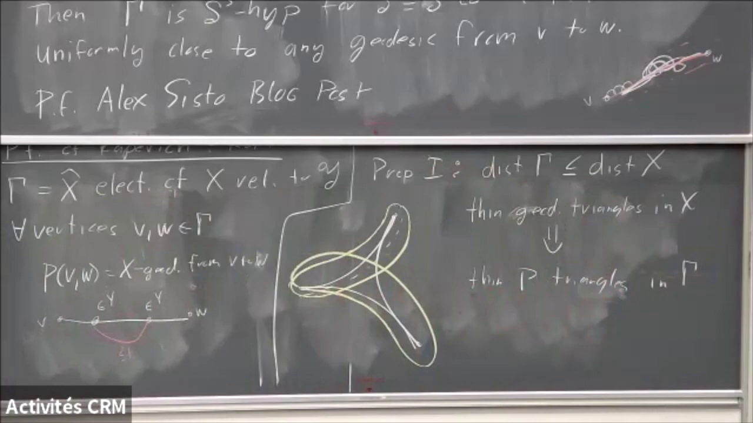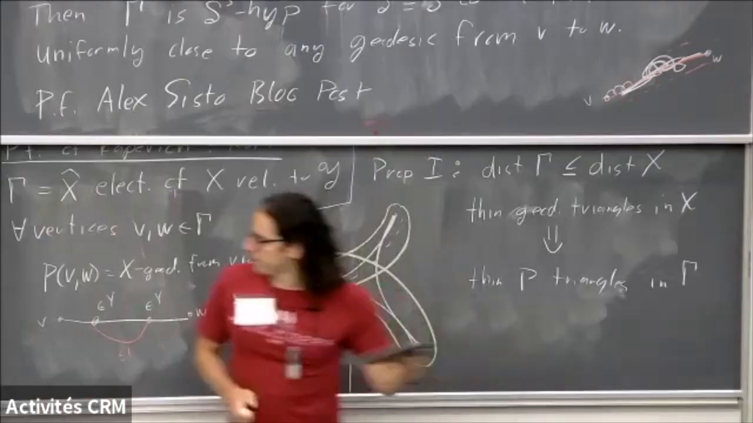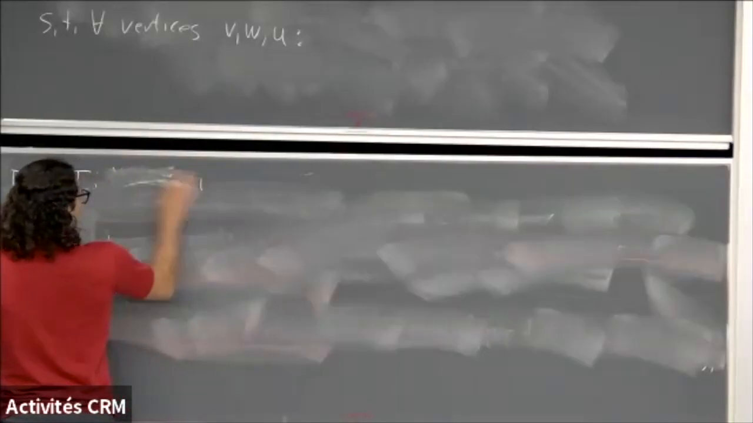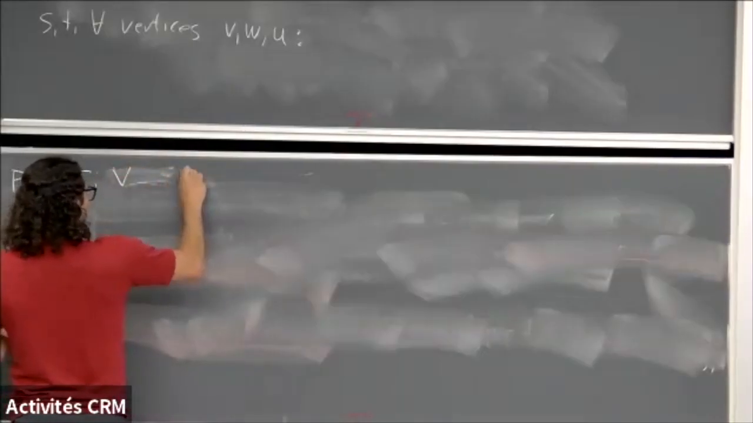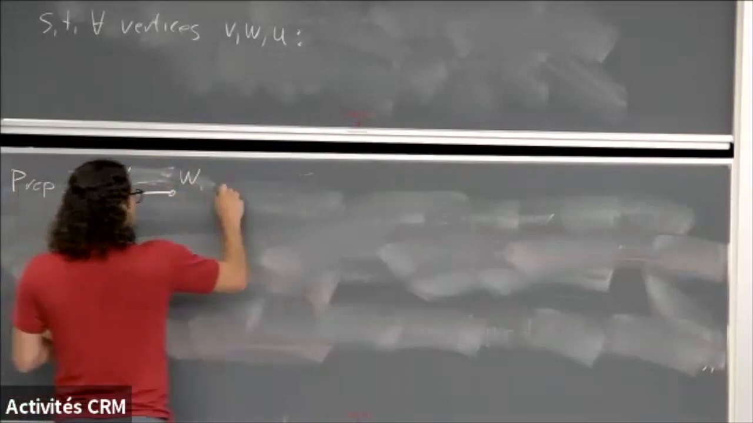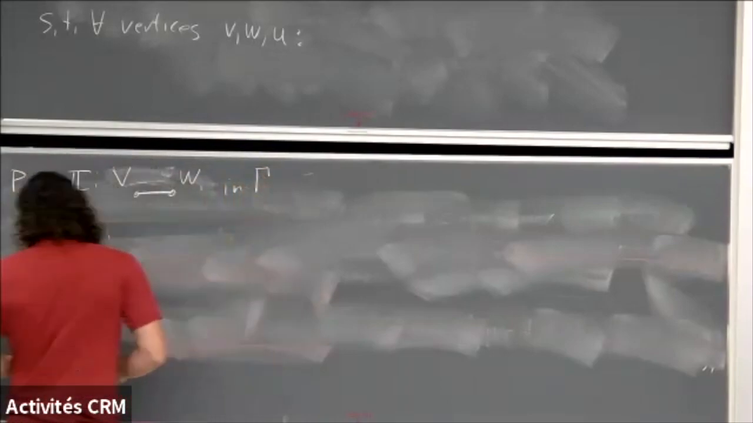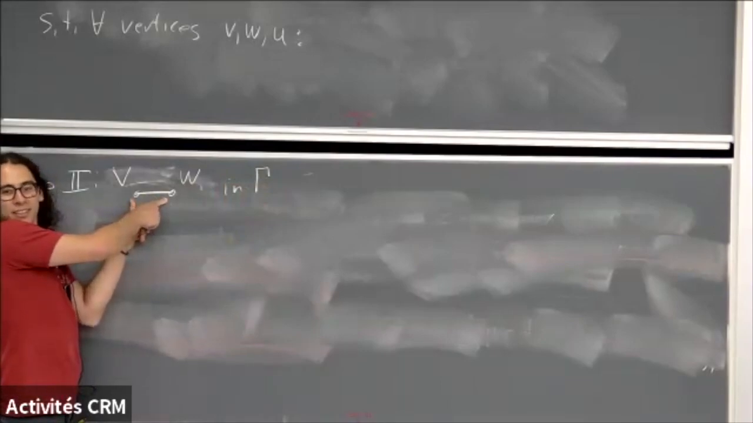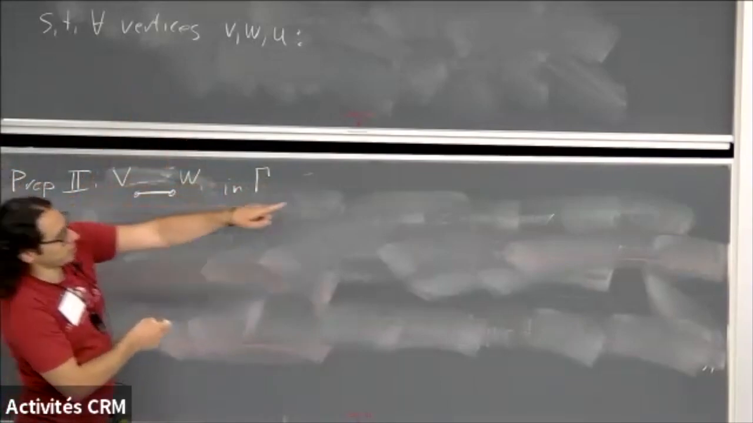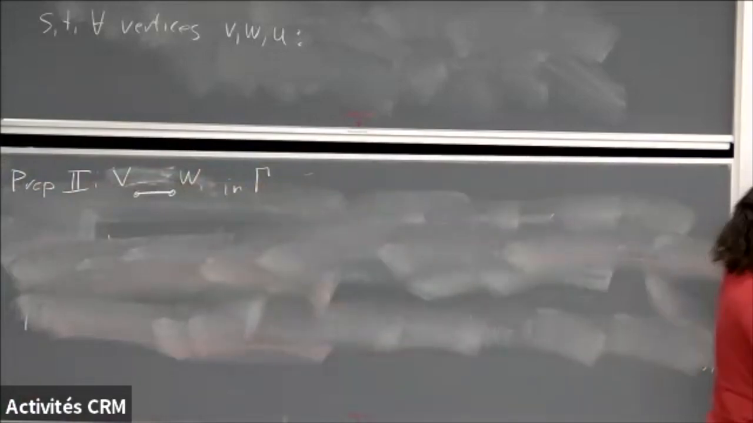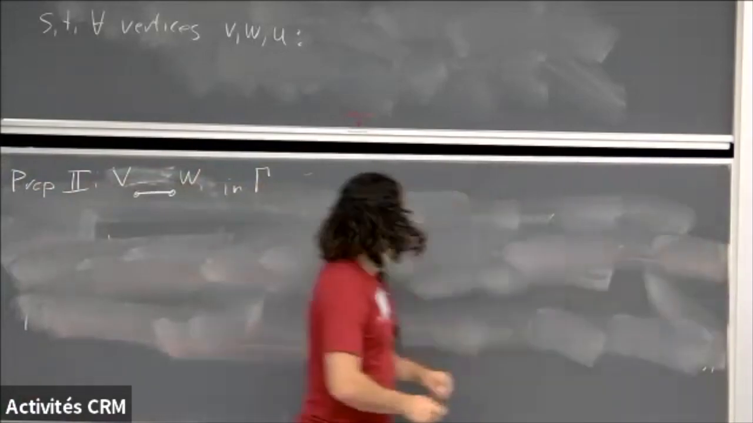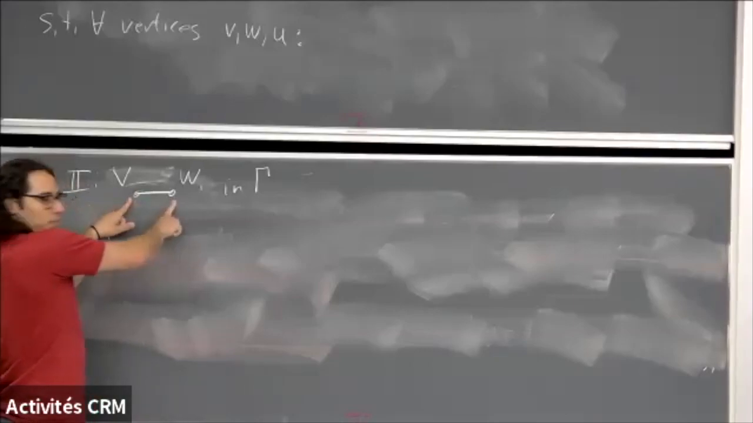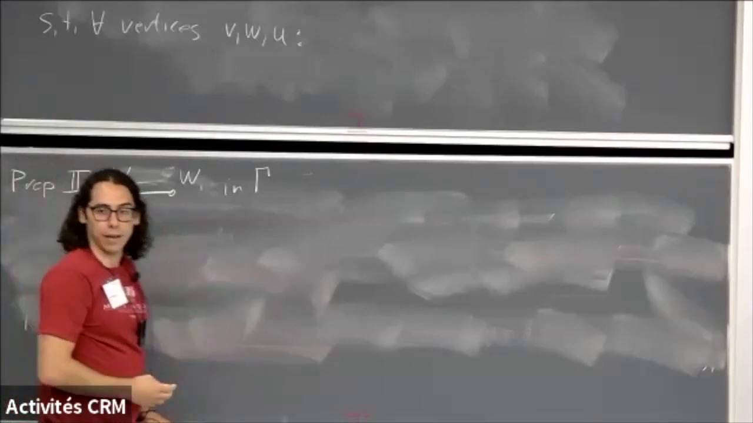Okay, so let's go to the second property. I need to take 2 points that are joined by an edge in gamma. V, W, edge. Now that edge is not P, right? Because P is the X geodesic between them, and that edge might not be the X geodesic. So there's some other path connecting V and W, and I want to make sure that path has bounded diameter.